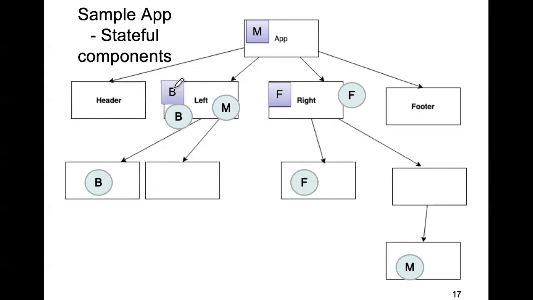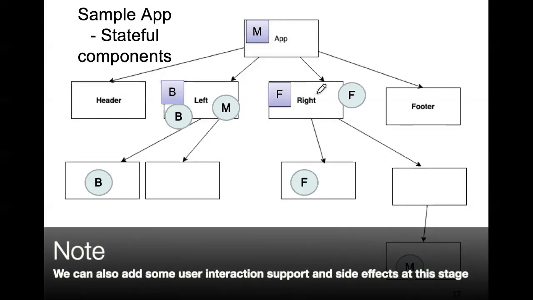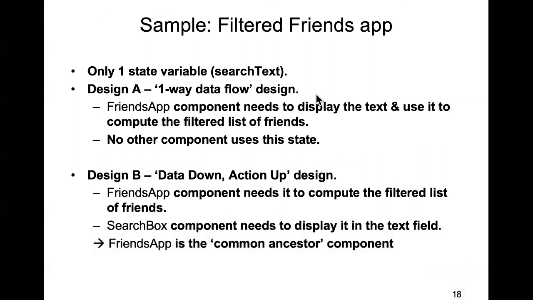So we finish up with 3 stateful components, this one, and this one. And that's very typical. Our state is scattered around the place. All of the other components are stateless. This just talks you through the similar kind of process with the filtered friends. So you can read through that yourselves. I don't need to go over that again, I think.